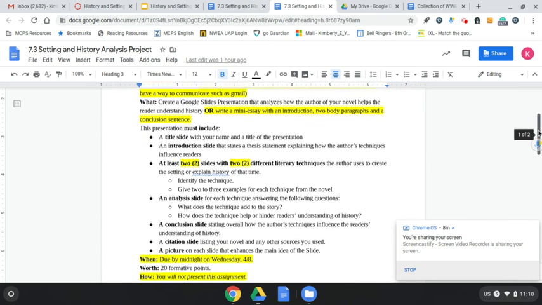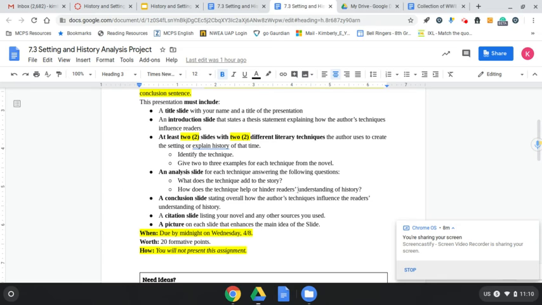Now below we have the same information as last time, except I've changed the amount of slides that I want you to have, those body paragraph slides. So instead of having 3 slides of 3 different literary techniques, I want you to complete 2 different slides with techniques. So maybe you have one slide on imagery and then another slide on dialogue.